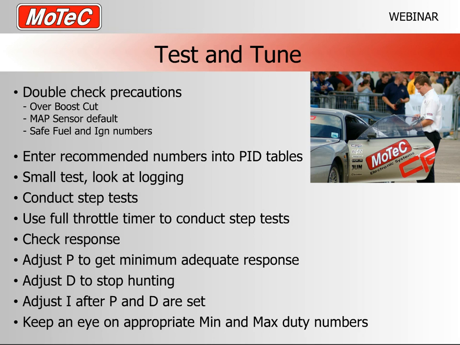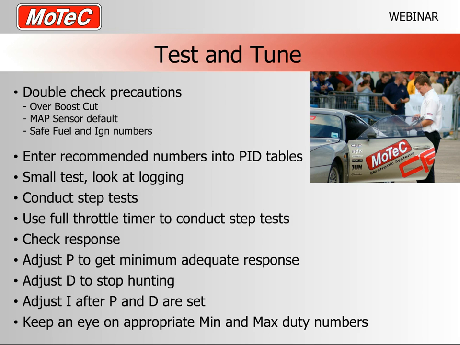We want to enter the recommended numbers into the PID tables. Those numbers I gave you last webinar were something like the P of 0.3 and the I of 0 and the D at around 0.03. We want to keep those numbers, especially the P and D, in a similar relationship to one another. If the P number goes up by double, then the D number would go up by around double. So you work with those two numbers together at similar relationships just to get it starting to work in a closed loop fashion.